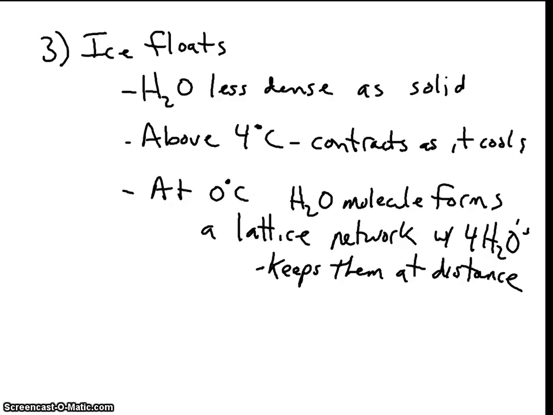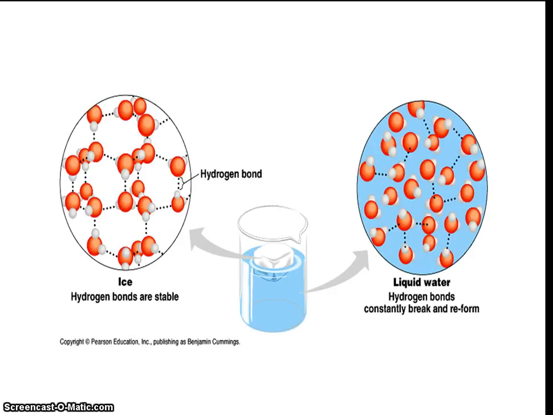But at about 0 degrees Celsius, the water molecules form a lattice with 4 other water molecules, and it kind of pushes them apart and keeps them at a distance. So all of a sudden, the density drops a little bit and the ice floats. And if ice were to sink, it would be catastrophic because lakes and ponds would freeze solid and kill all the life with them during the winter.